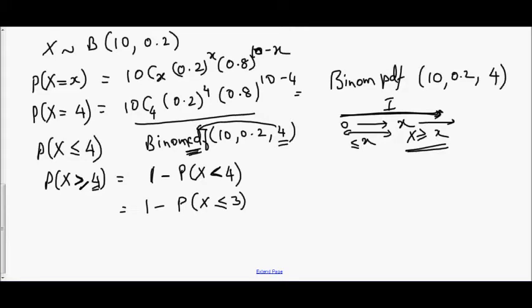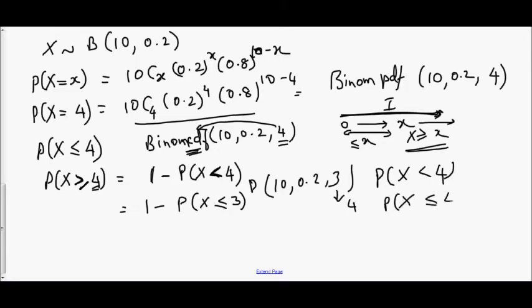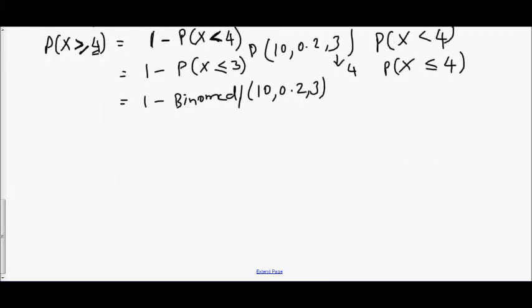So if you have a less than sign and you put a 4 here, it doesn't give you less than 4. It has to be 10, 0.2 and 3 in order to get the value of P of x less than 4. If you substitute the value 4 here, then you are getting P of x less than or equal to 4. Remember this: you have to change the number to fit the equal to sign with the inequality. So this is 1 minus binomial CDF of 10, 0.2, 3, and you can easily get the values from the calculator.